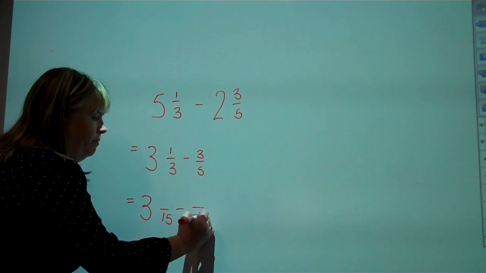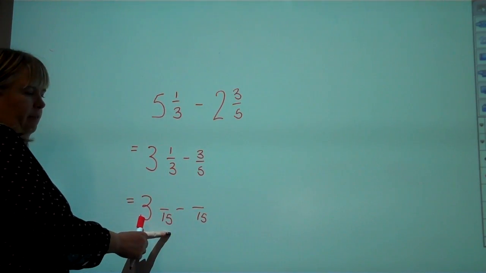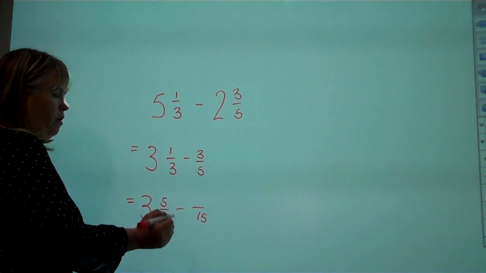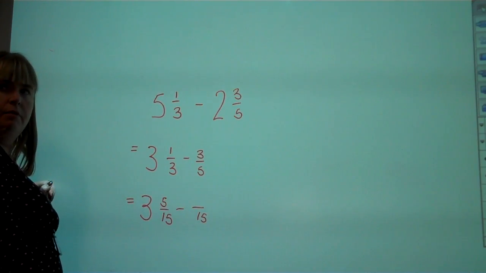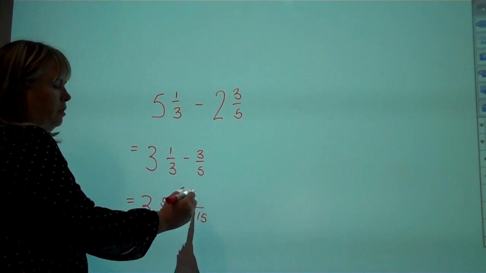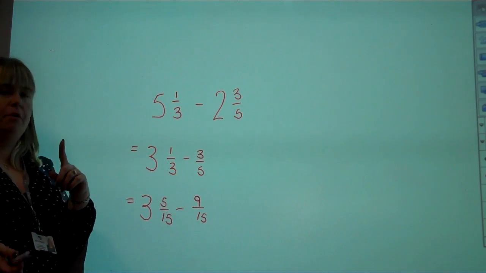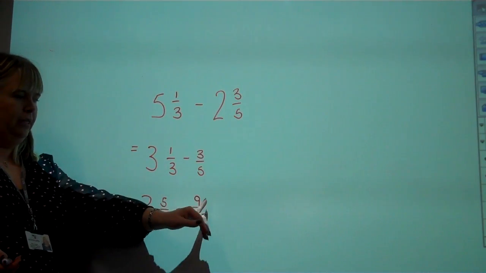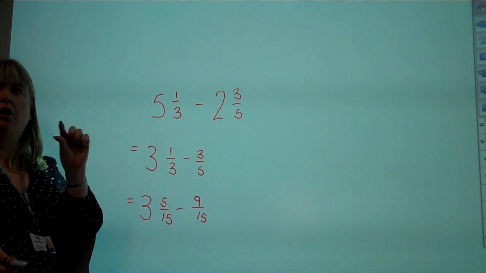15. What have I multiplied 3 by to get to 15? 5. Do the same for the top and you've got 5. What do you multiply 5 by to get to 15? Do the same to the top and you get 9. Now, the problem that you have got here is that 5 take away 9 would take you into a negative number and you can't do that.